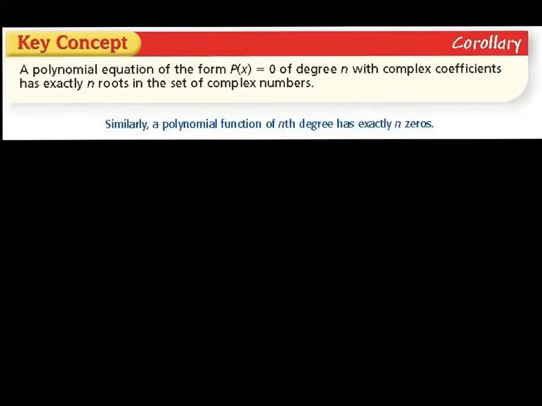The corollary to the fundamental theorem of algebra, a corollary is something easily proved from a theorem, is a polynomial equation of the form p of x equals 0 of degree n with complex coefficients has exactly n roots in the set of complex numbers. Similarly, a polynomial function of the nth degree has exactly n zeros.